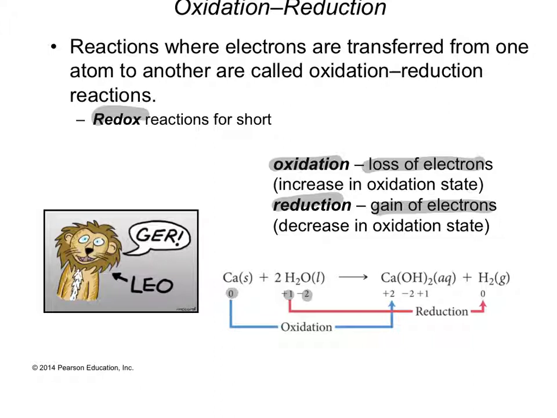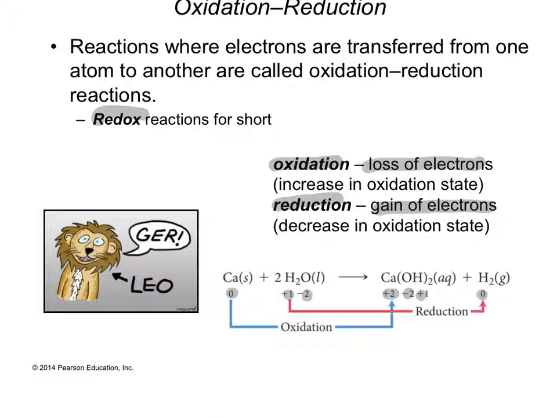As we go to the products, we find that calcium has changed its oxidation state. It is now a +2. Oxygen is a -1. Hydrogen is a +2. And then other hydrogens over here are a 0. Okay? So we're going to talk about how to assign these. I'm not just going to blow through them like this.